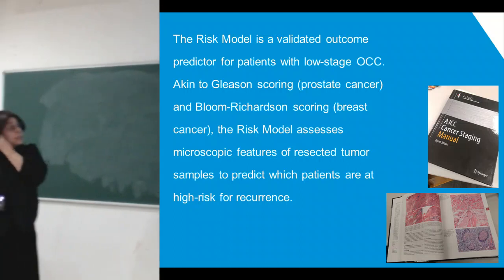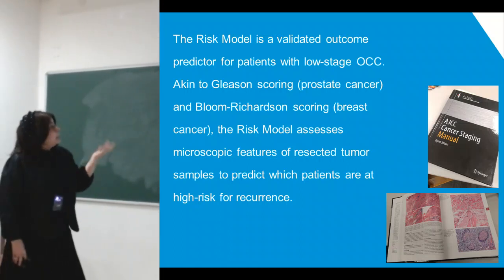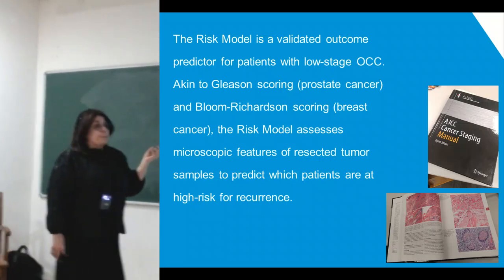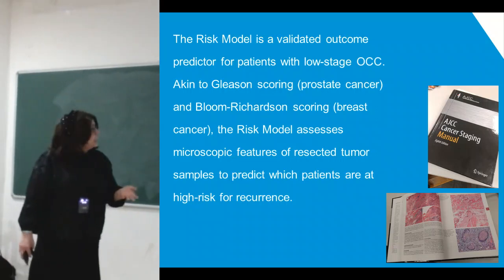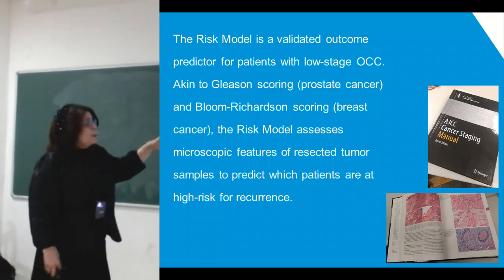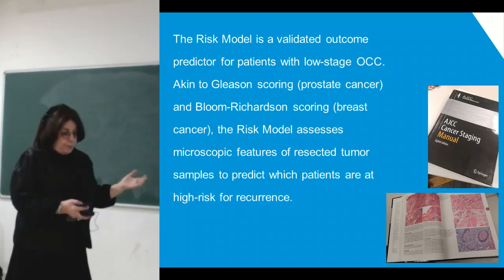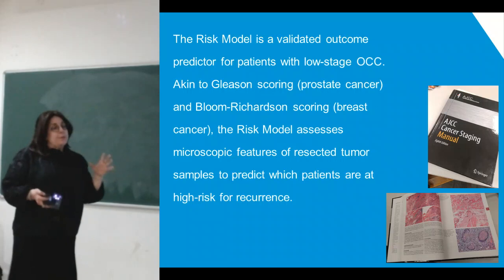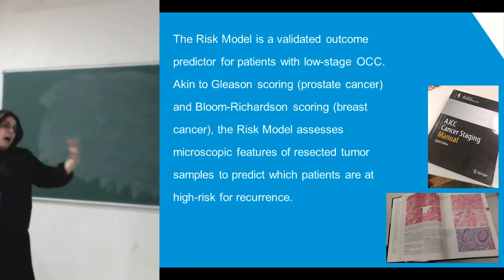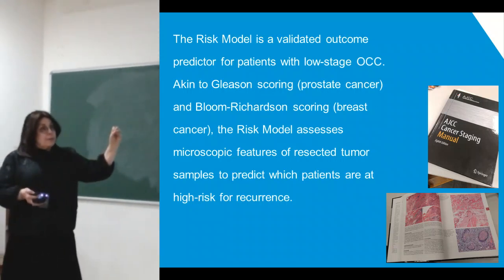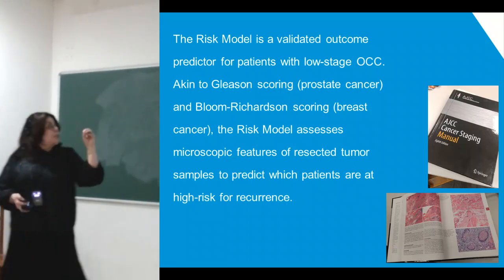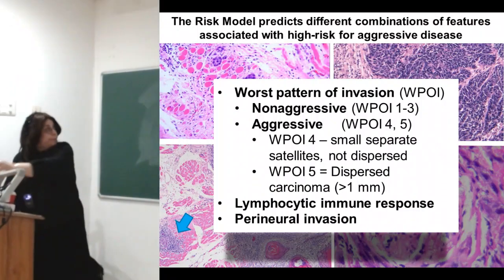So as Scott mentioned, the risk model is a validated predictor of outcome. And many people have heard of Gleason staging, Gleason scoring. It's much akin to that. So you look at a number of different features, and you come up with a number of different variables that can explain high risk. So it's not just one phase, but many different combinations can explain high risk.